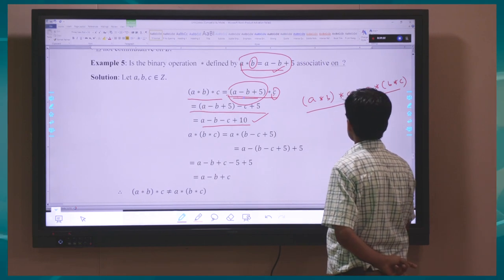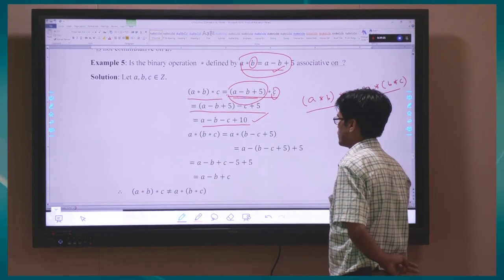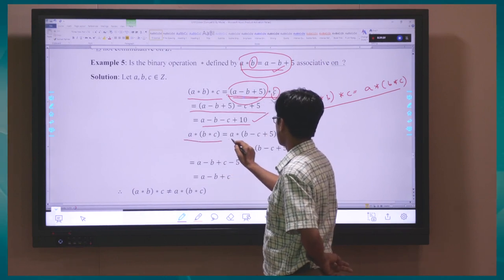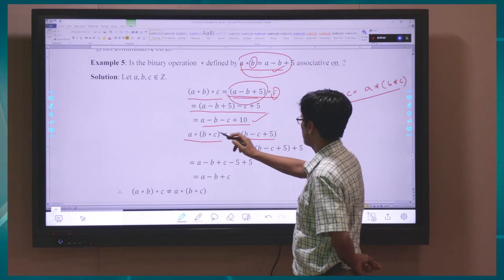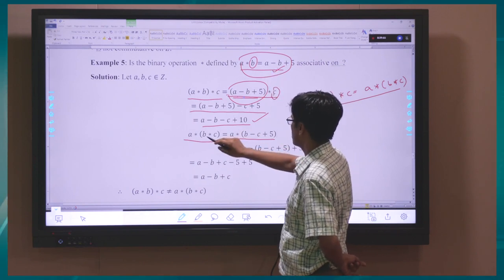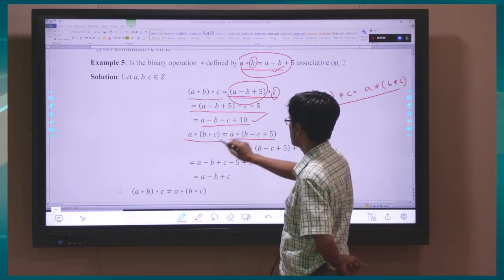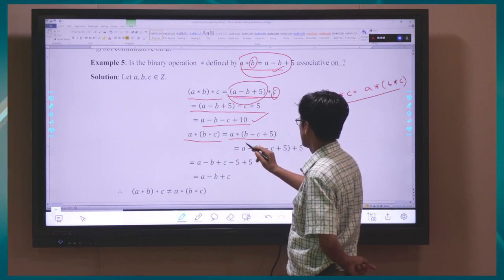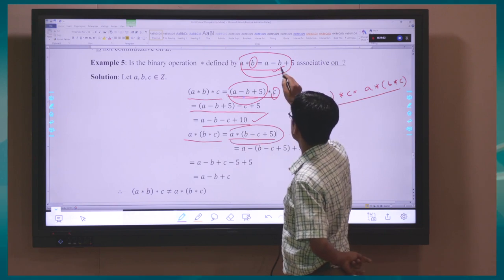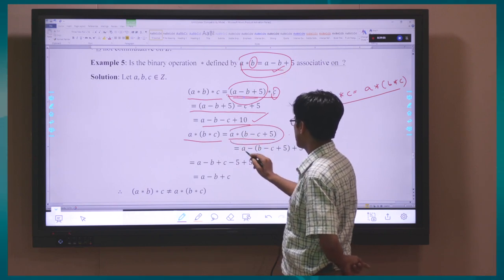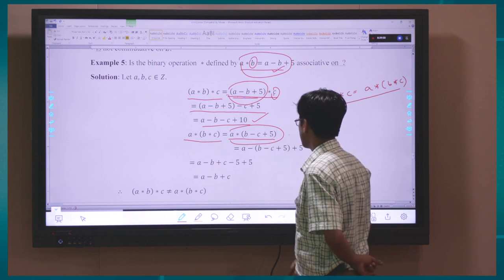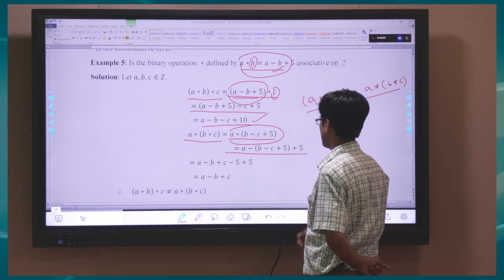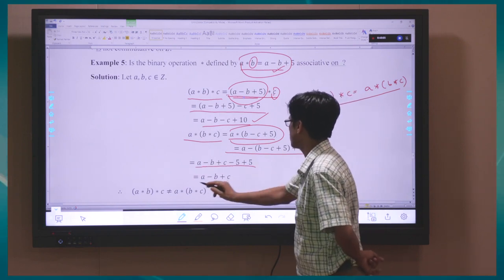Now we find the right hand side part. A star bracket B star C. We apply this result. Here A means B and B means C, so accordingly we put this result, B minus C plus 5. Again we apply this result, then we get A means A and B means this result, B minus C plus 5. So we put it here, and after simplification we get this.